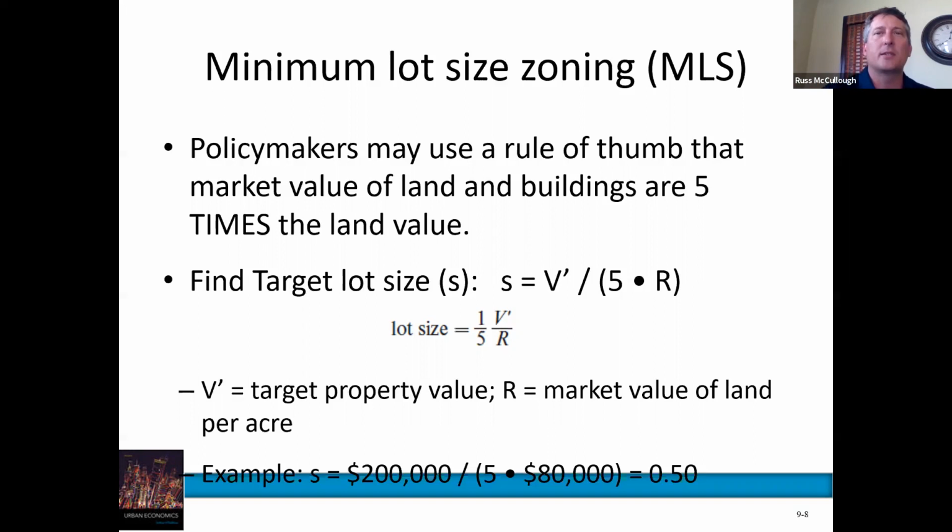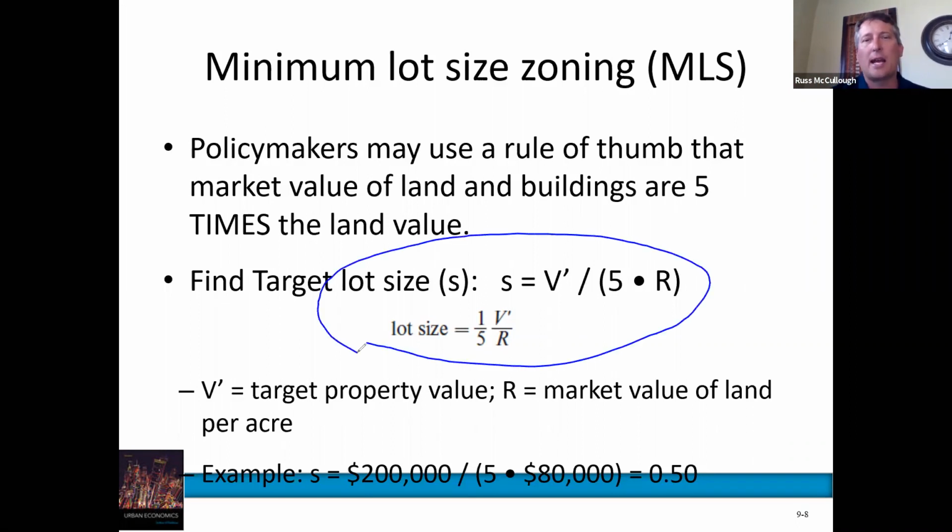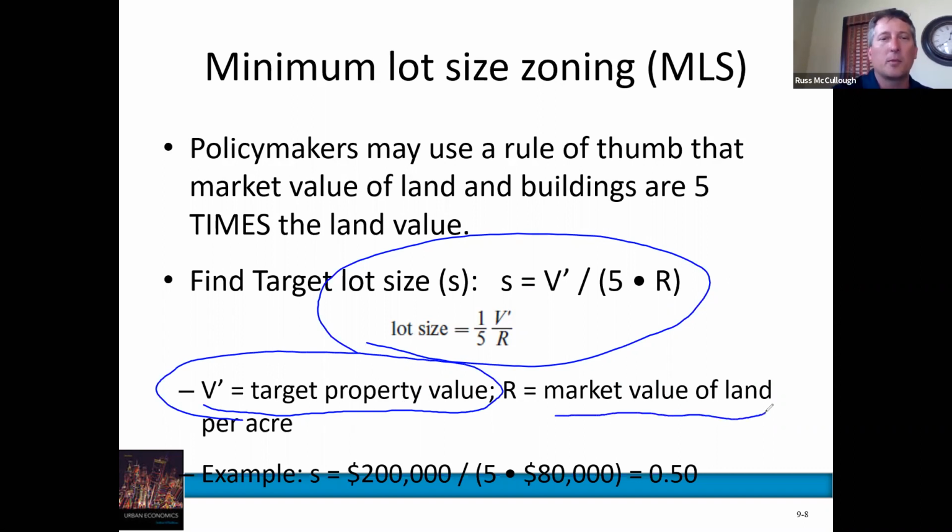And part of what the city is doing for that calculation is looking at how many tax dollars. So this little formula here is helpful in looking at how a city planner could try to get the right amount of revenue in for the property. If they set V prime as the target property value, and they know that land is selling for a certain price per acre, then using this rule of thumb where the overall value is 5 times the land value, we take 1/5 of the value we're trying to target.